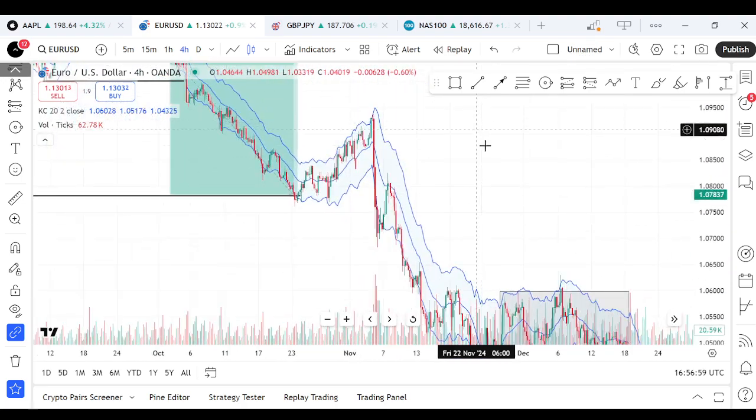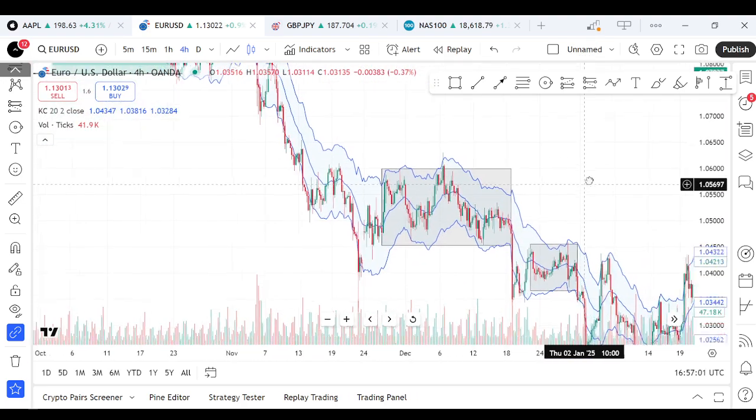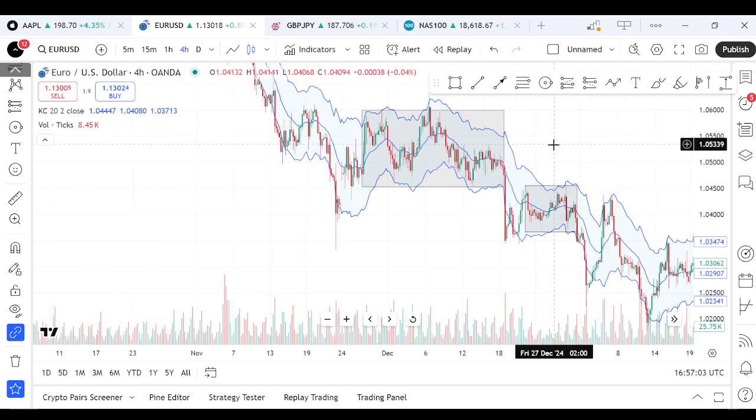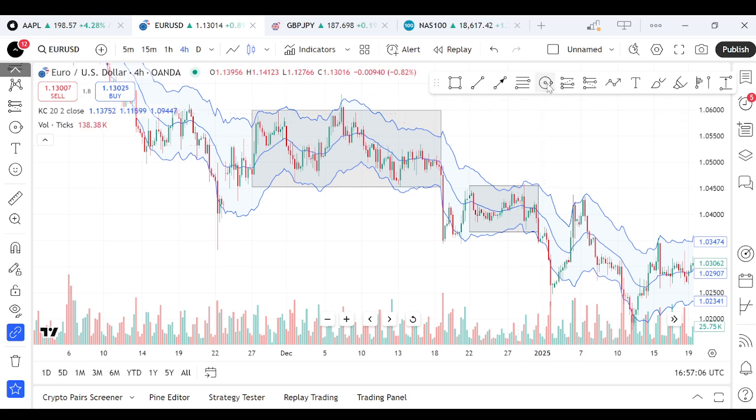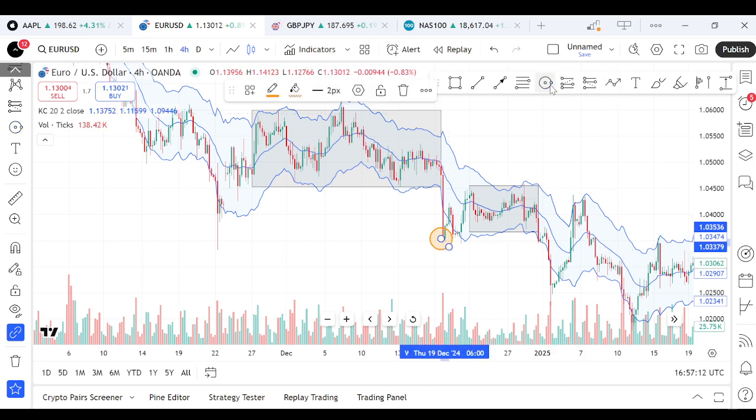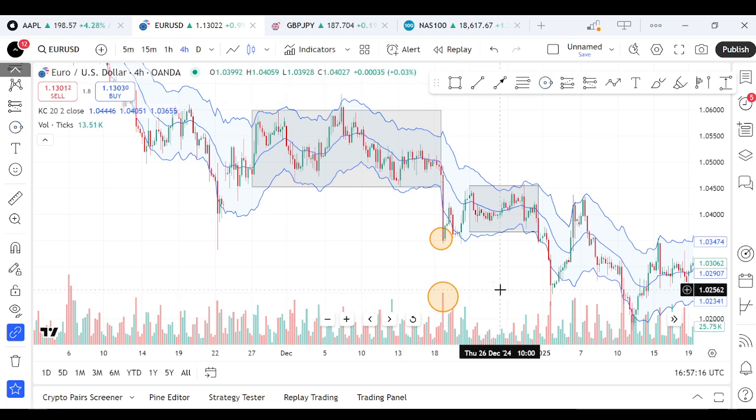You should first of all spot areas where price is consolidating, then look for a breakout out of the Keltner channel and a close. You should wait for price to close. Also confirm with your volume, see increasing selling volume. At the same time, we had that breakout.